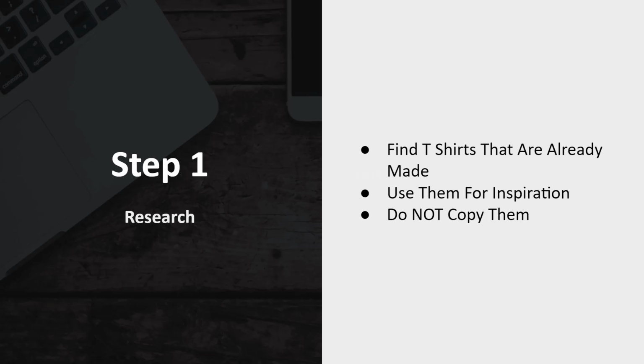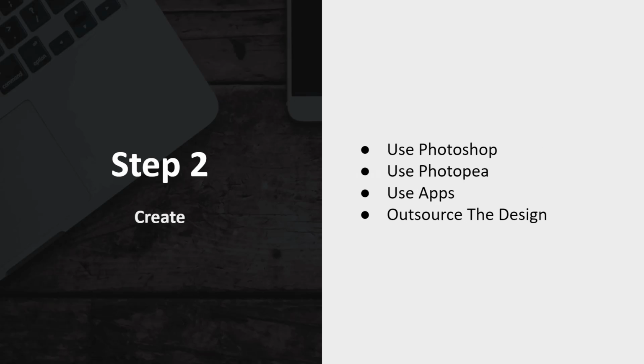So step 1 is doing your research. You want to find t-shirts that are already made. Use them for inspiration, but do not copy them. And where do you find these? Just go to Google, go to Etsy, go to Walmart, go to any store online. Even go to stores and take out your camera and start taking pictures. You'll find a lot of t-shirts that are already out there.